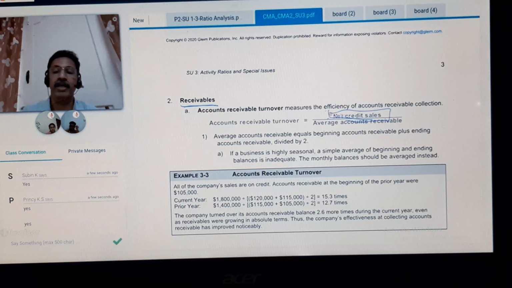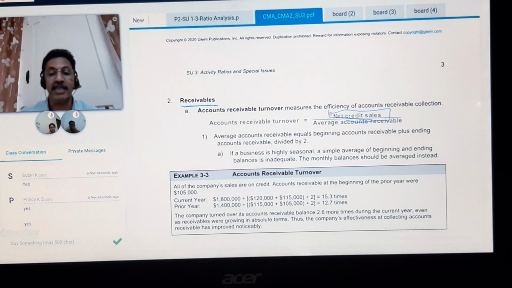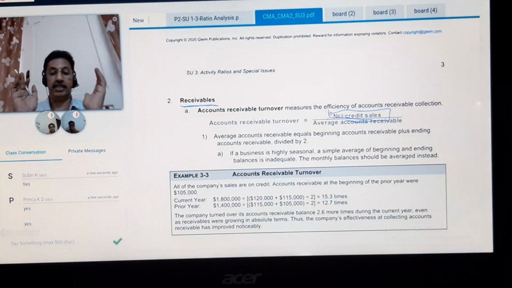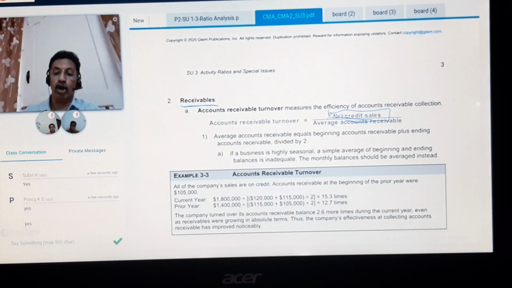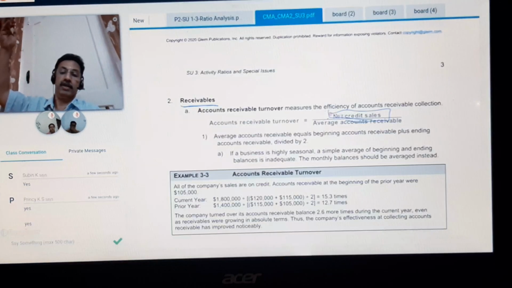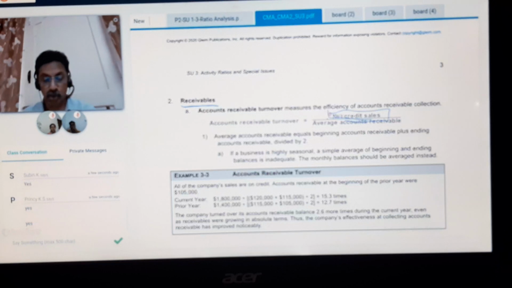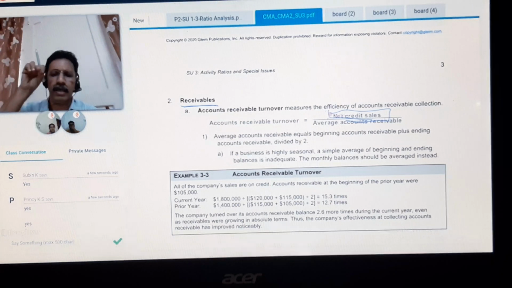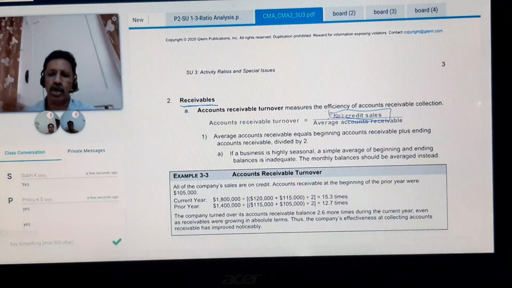And then the denominator is the average account receivable, beginning account receivable plus ending account receivable divided by 2. This is a good indication of, for $1 of investment, how much credit sales you are making. The higher the sales you can generate for the investment, the better, because any investment in account receivable is not revenue earning. You are not even charging interest, so it is not revenue earning.